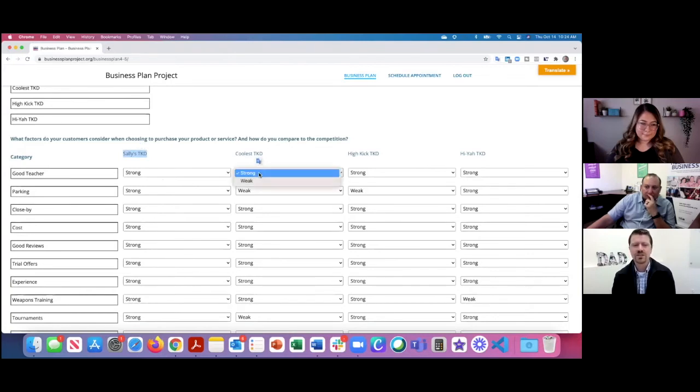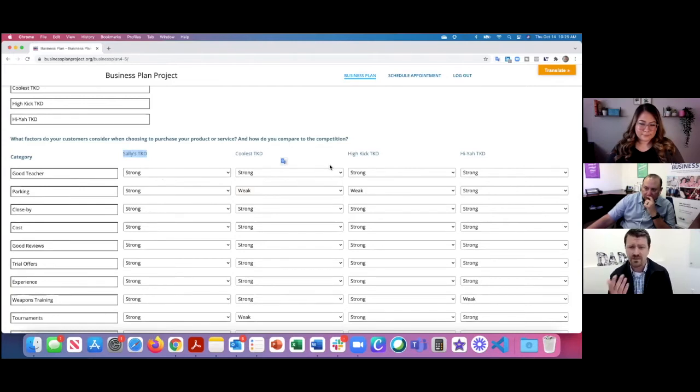How does Coolest TKD compare when it comes to teachers? Let's say, yeah, everybody's got good teachers. But in terms of Coolest TKD, the parking is a little hard, and a lot of people complain about being able to park there to access the dojo. So go through with a fine-tooth comb and do this periodically.